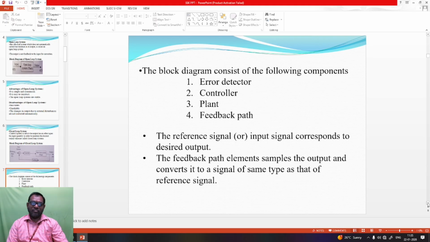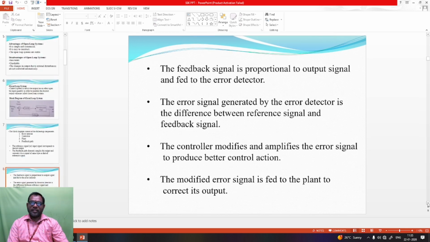The difference between the reference signal and the feedback signal is called the error signal. The feedback signal is proportional to the output signal and is fed to the error detector. So the error detector produces the error signal, which is the difference between the reference signal and the feedback signal. This is the main concept of error between feedback and reference signals. The error signal generated by the error detector is the difference between the reference signal and the feedback signal.